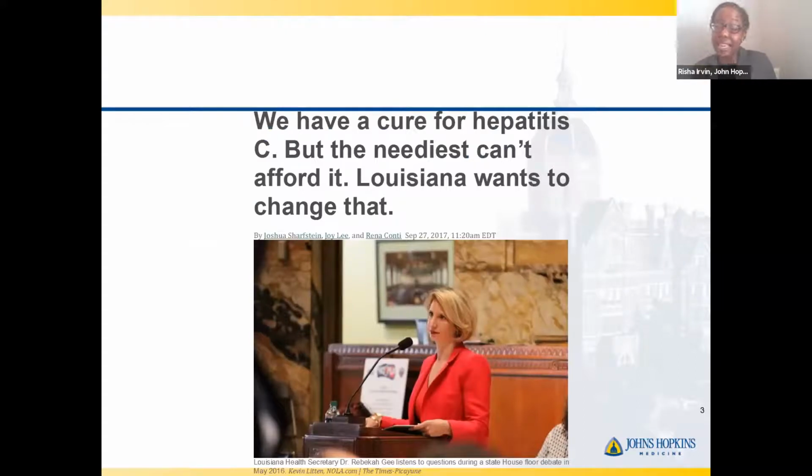So Louisiana said, we see this problem, what can we do about it? We have a cure, so this is fixable, we can do something, but the neediest people can't afford the treatment, particularly as you think about when DAAs first rolled out. And Louisiana wanted to change that. We've also seen some other states across the country come up with models to achieve the same.